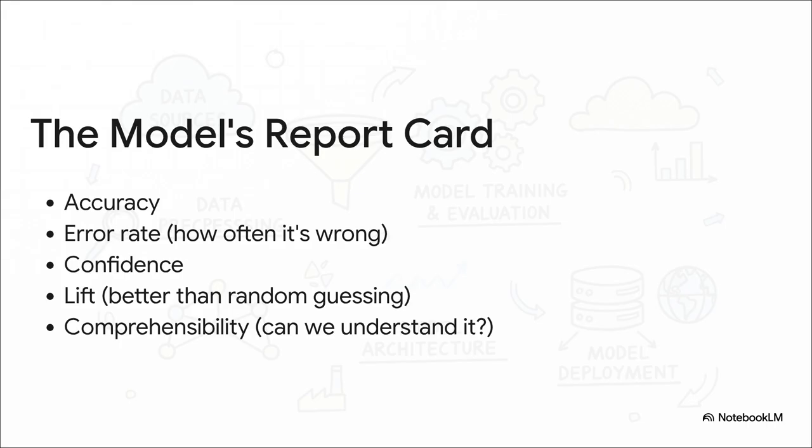For instance, if guessing gets you 1% of fraud cases, but your model gets 10%, that's a huge lift. And finally, and this is so important, we ask, is it comprehensible? Can we, as the humans in charge, actually understand why it's making the decisions it's making? Because in some fields, a black box that just spits out answers is a really big problem.